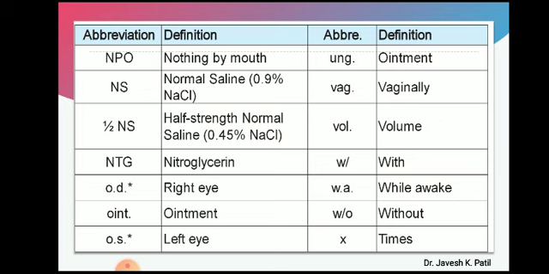Then normal saline NS, having the inclusion of 0.9% sodium chloride. Half NS, half strength of it, 0.45%. NTG, that is nitroglycerin. For eye, OD right eye, OS left eye, ONT ointment. Okay, for ointment one more abbreviation is there, UNG. Then VAG for vaginal, VOL for volume, W/ is for width again.